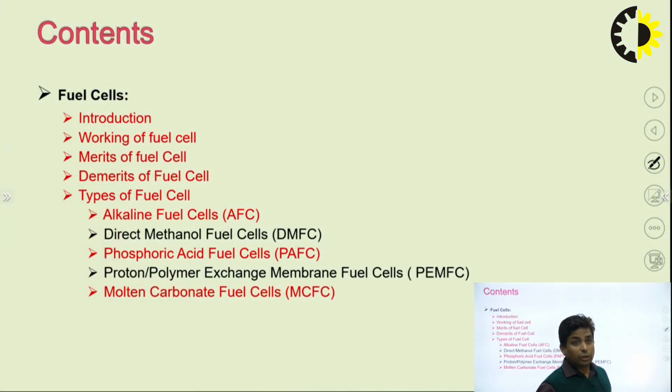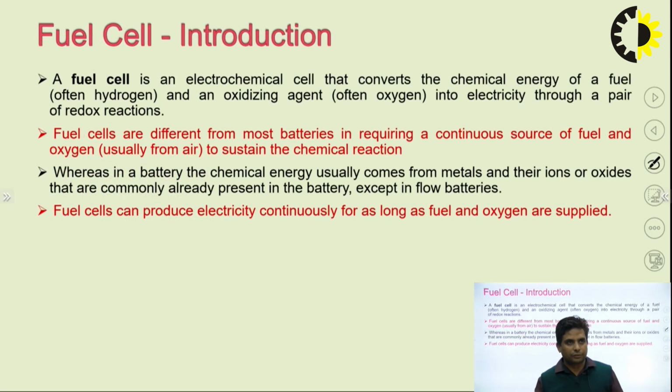Then we discuss the merits and demerits of the fuel cell, because whenever we discuss any source like hydro, geothermal, solar or the fuel cell, we discuss both their merits as well as demerits. Then we move to the types, or the classification, of the fuel cell. There are different types available, like alkaline fuel cells, direct methanol fuel cells, phosphoric acid fuel cells, proton exchange membrane fuel cells, and molten carbonate fuel cells. So there are five types of classification which we included in this presentation.